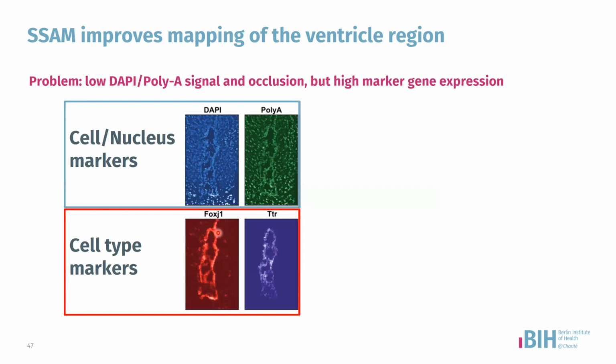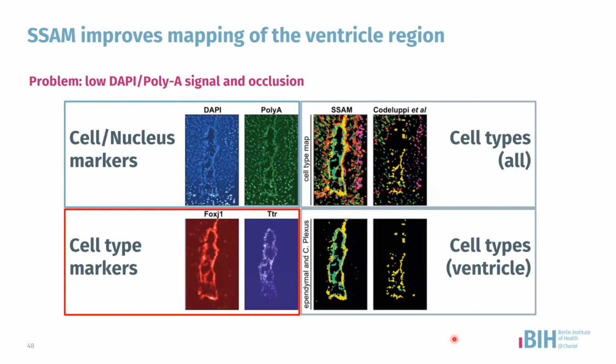However, if you look into marker gene expression for cell types in this region, it's quite clear cut. You really see quite high localized gene expression for the markers of the cell types in this region. And you can see that the ventricle cell types that were reconstructed by SAM actually very closely match the expected cell type distribution of the markers, whereas a lot of these were missed in the original publication.